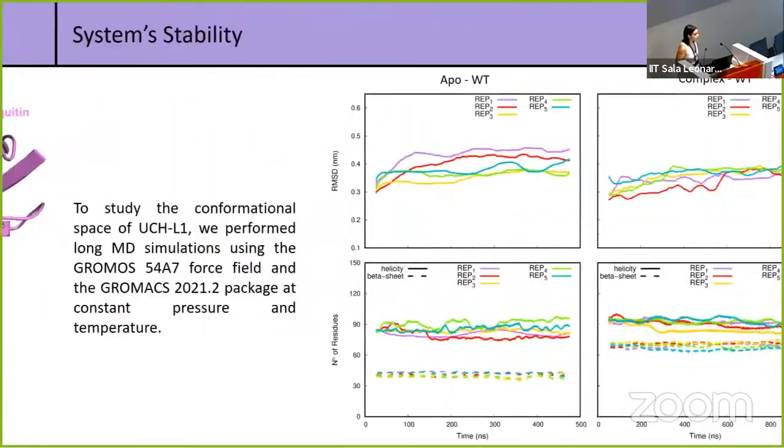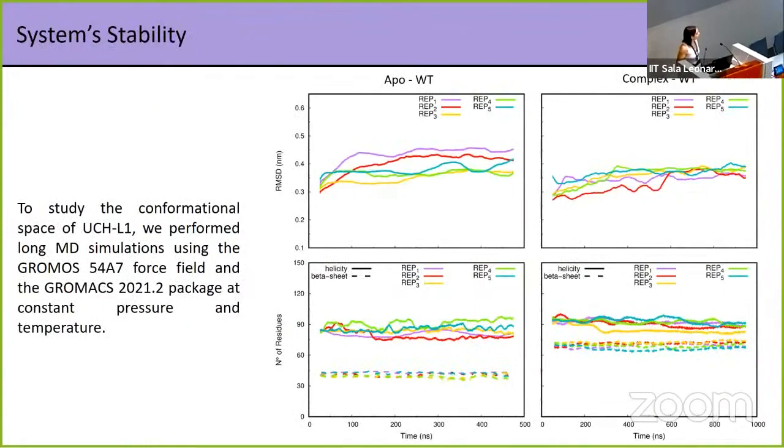And so, in order to do so, we started by studying our system's stability overall, and we did this by performing long MD simulations, and we started with two different systems, the apo one and the complex one. Here, I'm just showing some characteristics, like the root mean square deviation and also the secondary structure, just to clearly show you that our protein is quite stable throughout the whole simulation. And this actually makes us feel more confident going forward with other types of analysis.